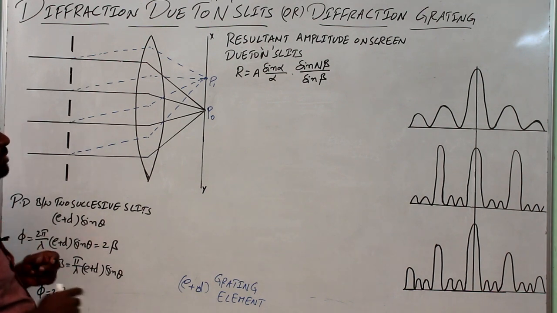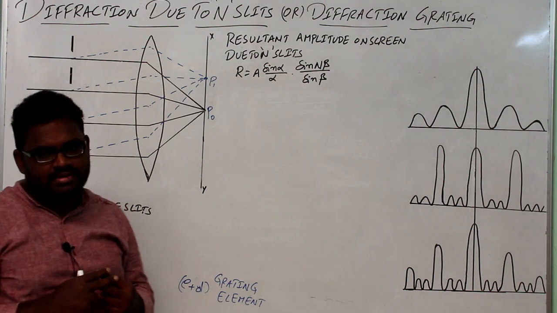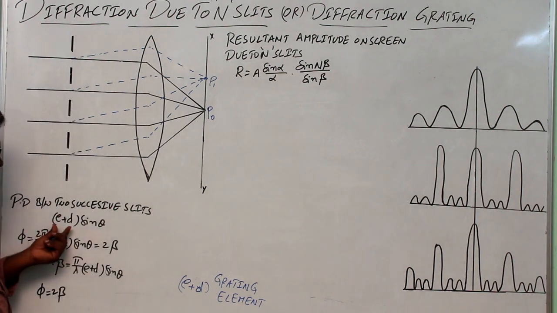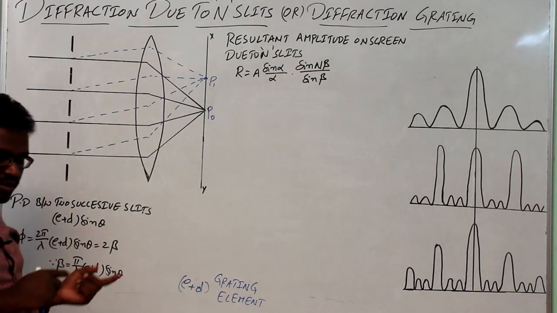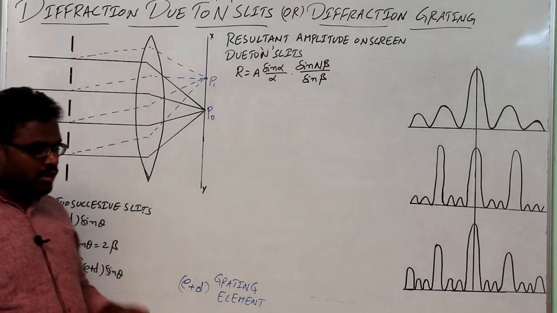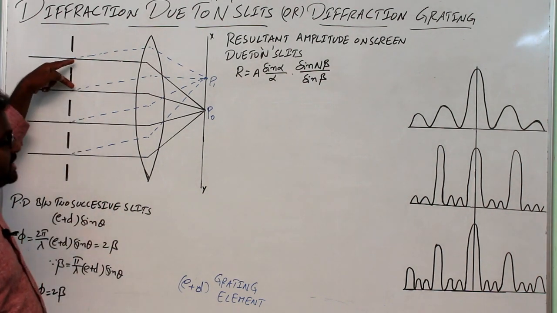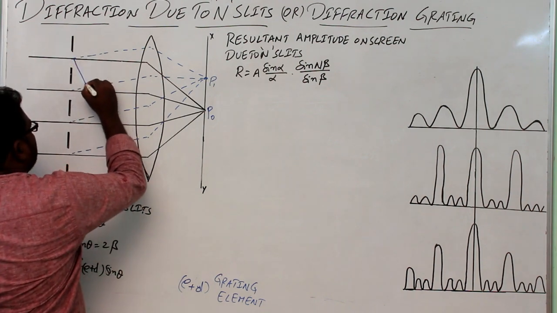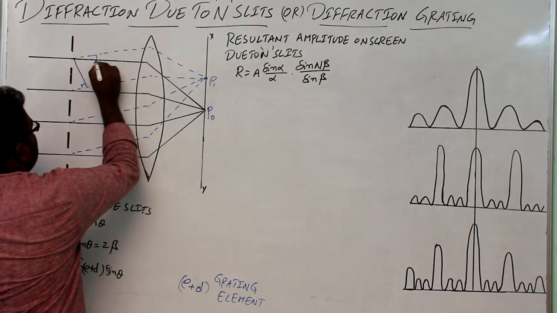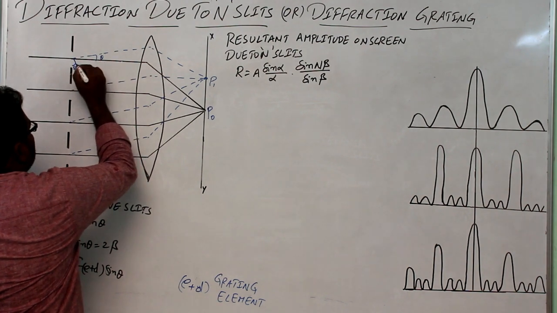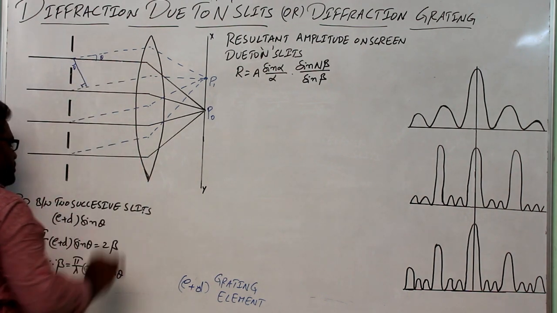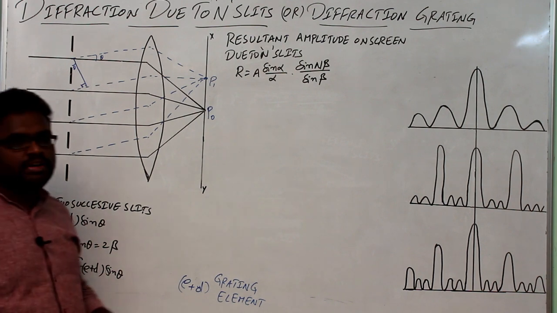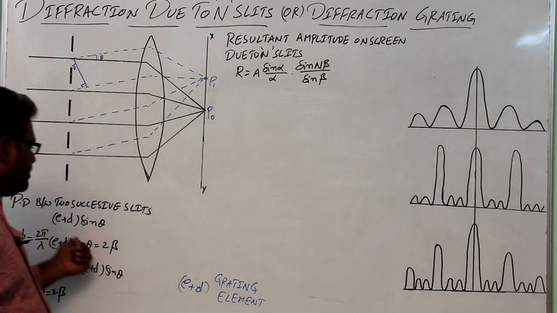Now the path difference between any two successive light rays can be calculated as (E plus D) sin theta, similar to your double slit experiment. Remember, it is the path difference between two successive slits. So you have to plot a perpendicular line from here to here. Since they are deviating with angle theta, everything is like previous. So the path difference between two successive slits is (E plus D) sin theta.